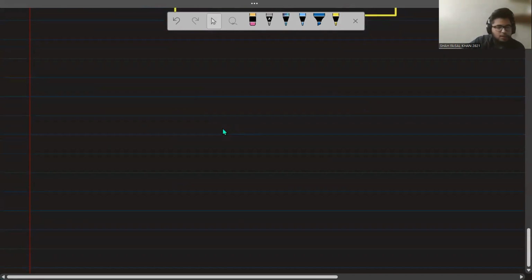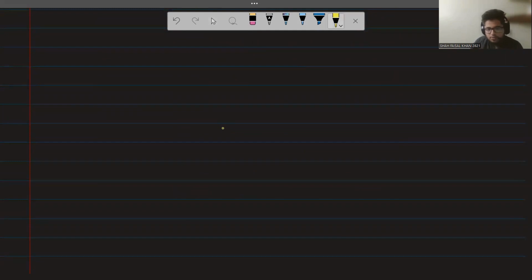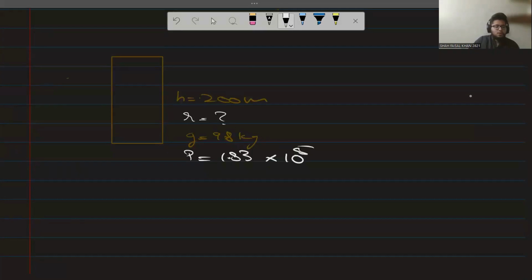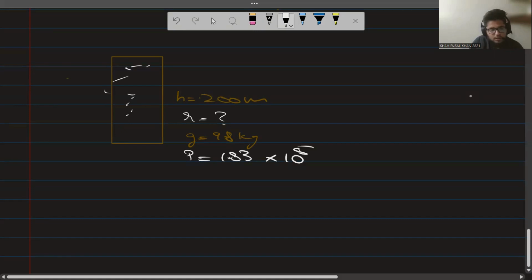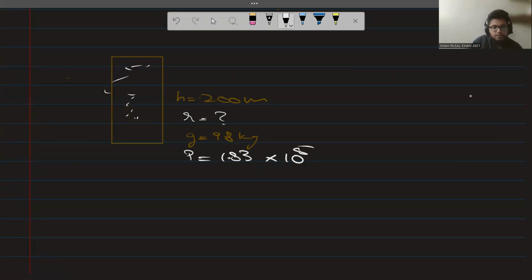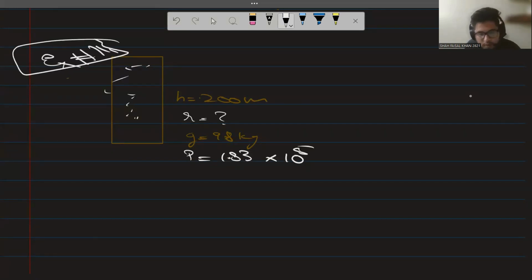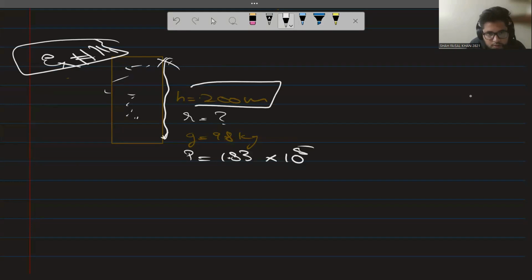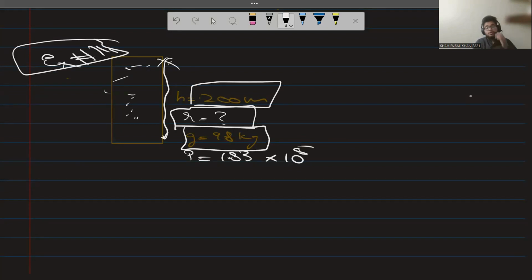Now let's go on to exercise number 2. So now in this second exercise, or the question which I have taken from the past paper, the height is given, which is 200 meter, and the rho is not given, means the density of the liquid is not given, and the gravitational field is given, and the pressure is also given.